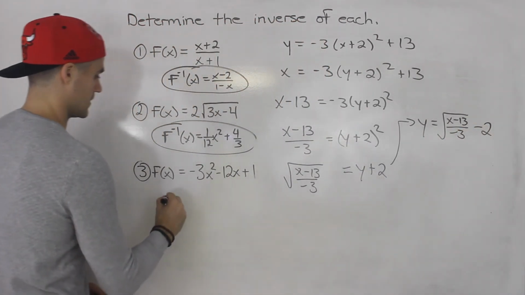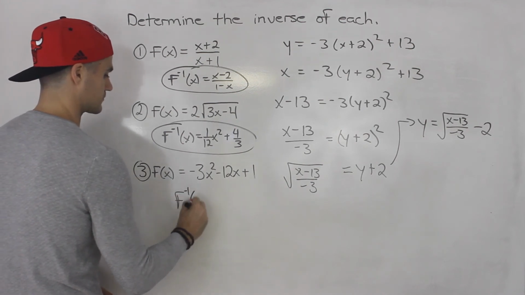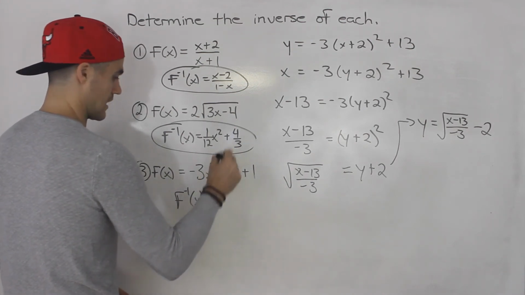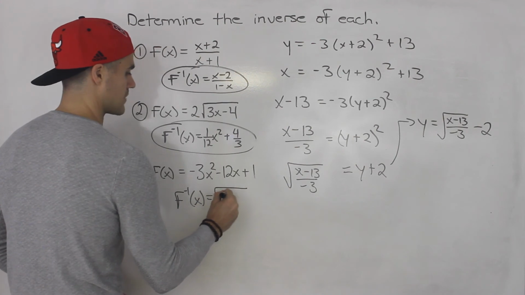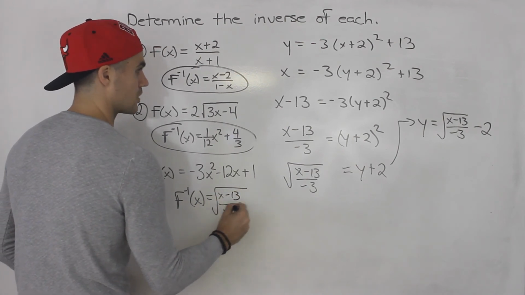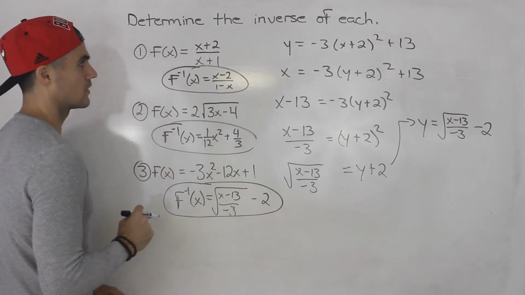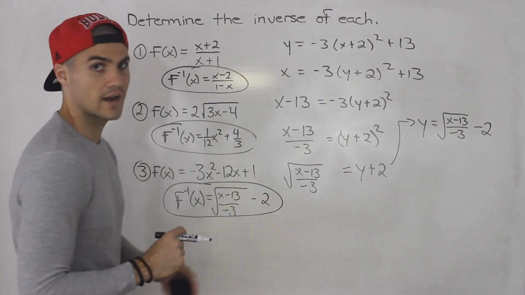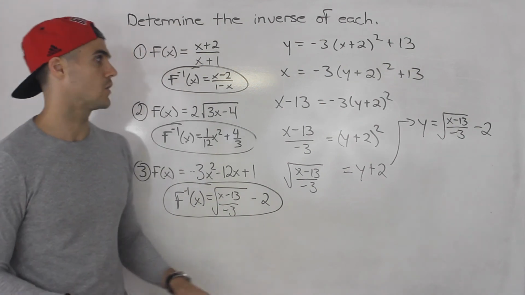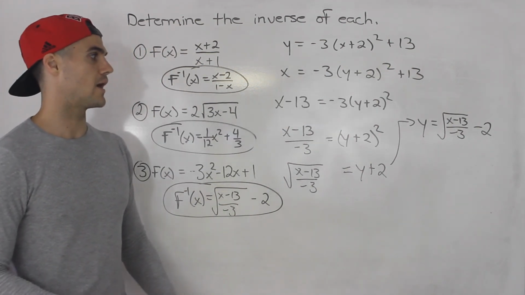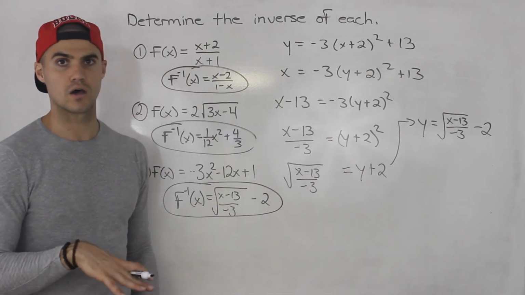Like that. So that would be the square root of x minus 13 over negative 3, minus 2. That's the inverse. Right? So be careful. When finding the inverse of a quadratic, always make sure first it's in vertex form, and then you can switch the x and y's and then isolate for that y a lot smoother.